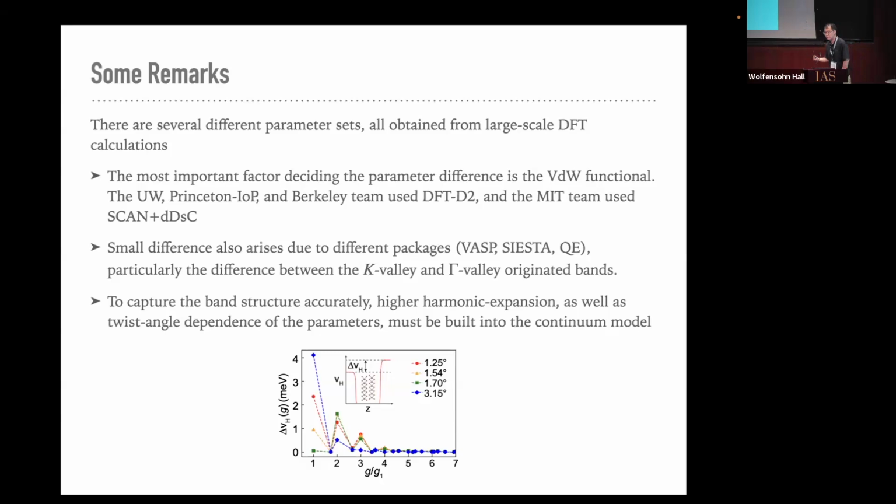But besides those details, there are some general trends I want to make sure the message gets across. To capture the band structure accurately, compared to the original model, you really need two things. One is that I showed you the higher harmonics are actually pretty important, just because the moiré potential is varying very fast. And secondly, in twisted bilayer graphene, the parameters are sort of twist angle independent. But here we see those Fourier coefficients vary significantly as the twist angle changes. So you really have to build this twist angle dependence into the continuum model.